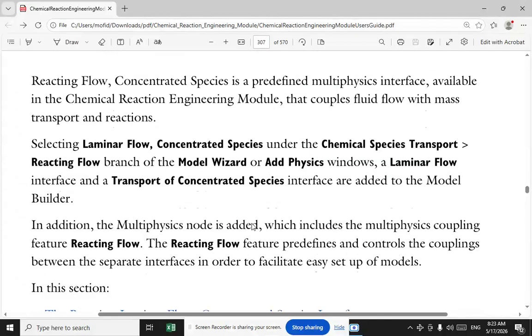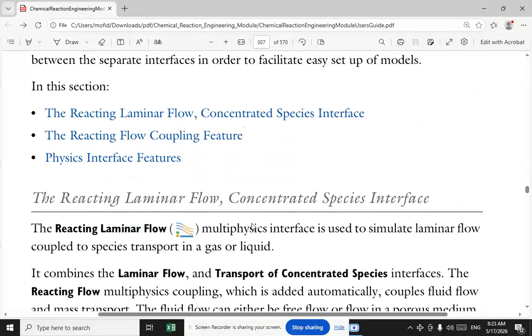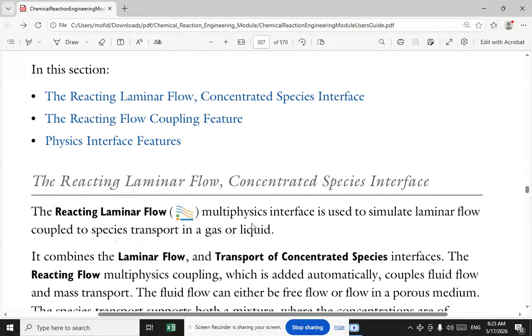Select laminar for concentrated species under the chemical species transport, then select reacting fluid branch of the model wizard or add physics window. A laminar flow interface and a transport of concentrated species interface are added to the model builder. In addition, the multiphysics node is added, which includes the multiphysics coupling feature reacting flow. The reacting flow feature predefines and controls the coupling between the separate interfaces in order to facilitate the setup of models. In this section, the reacting laminar flow concentrated species interface, the reacting flow coupling feature, and physics interface features.